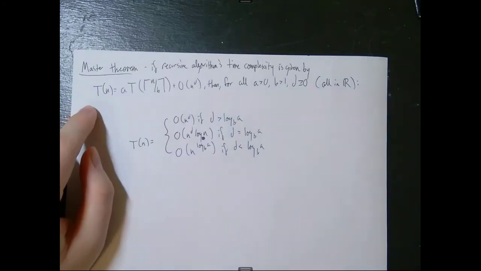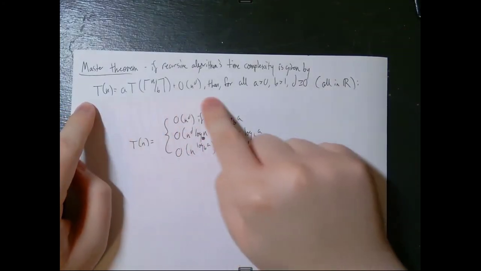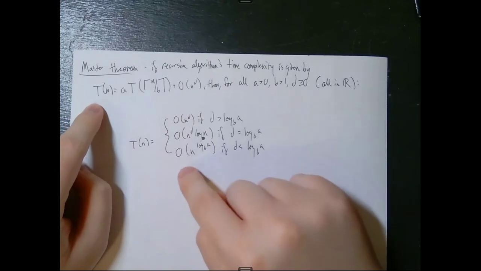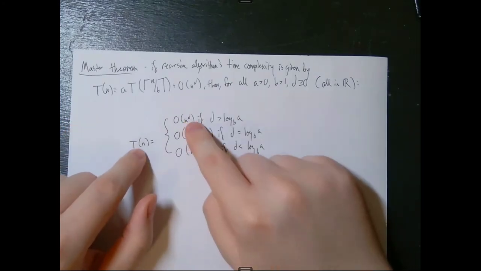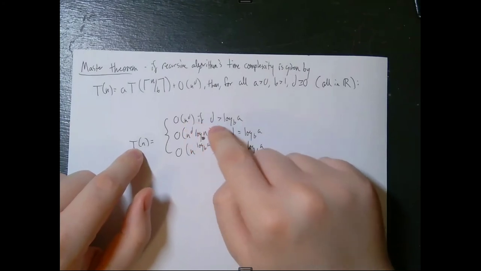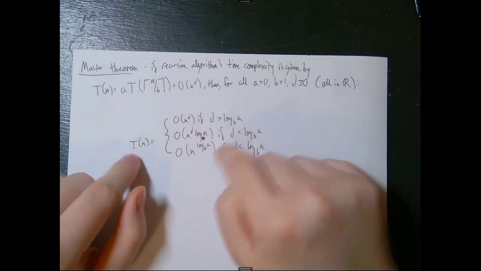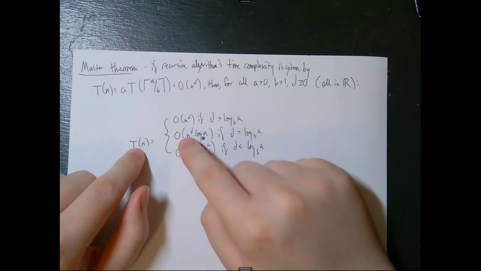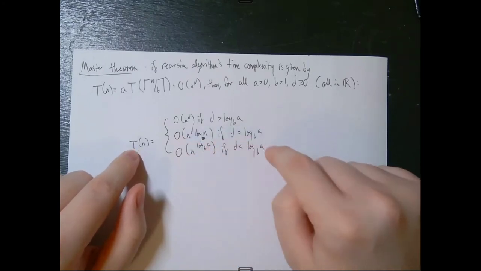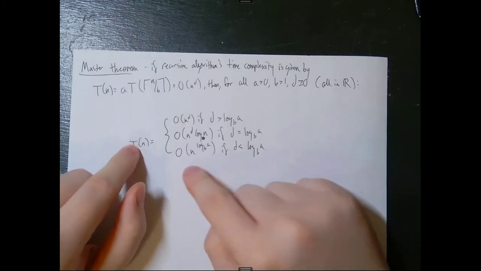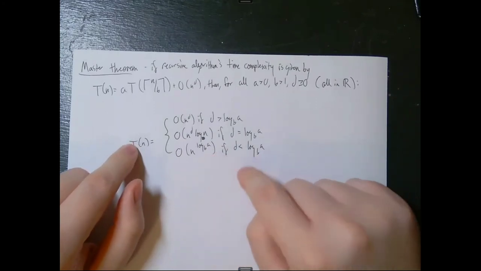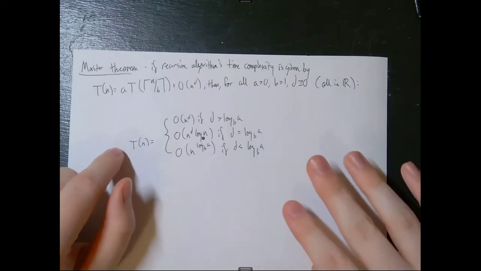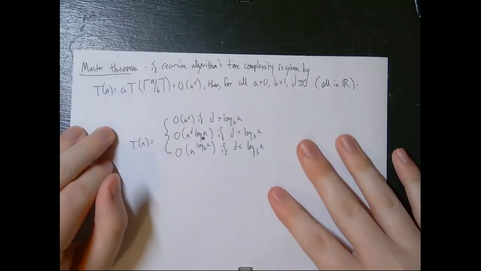And if you have a recursive form like this, then you can use this piecewise function to figure out what T of n is. So T of n will equal O of n to the d if d is greater than log base b of a. T of n will equal O of n to the d log n if d equals log base b of a. And T of n will equal O of n to the power of log base b of a if d is less than log base b of a. The proof of this, I'm not going to show you. It is ugly.